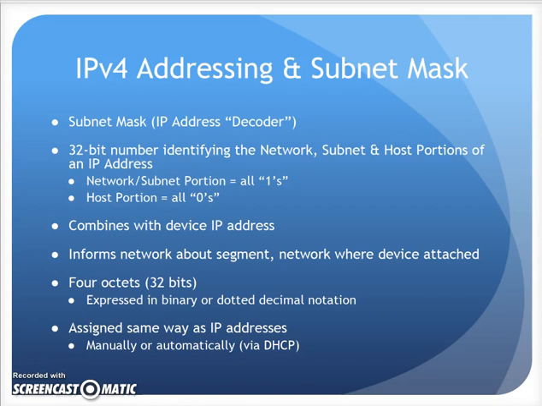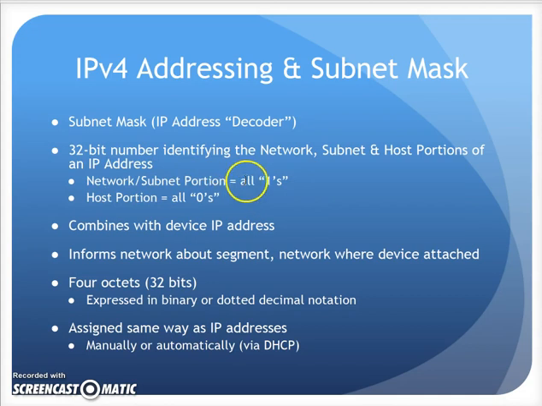The second piece on this is your subnet mask. Don't forget, your subnet mask is kind of like your IP address decoder, for lack of a better term. Your subnet mask is a 32-bit number identifying what portion of the IP address is network, what portion is subnet, if there is any, and which portion is host. That is a key to know whether anything special has been going on in that network.